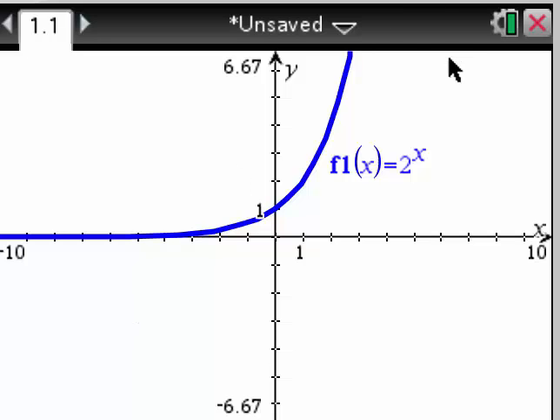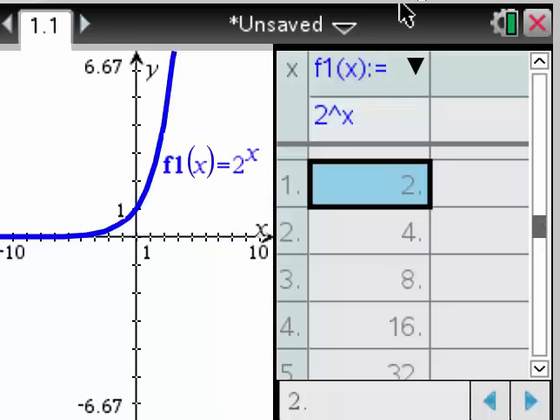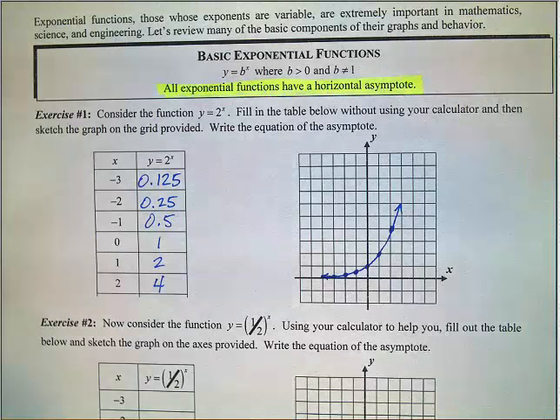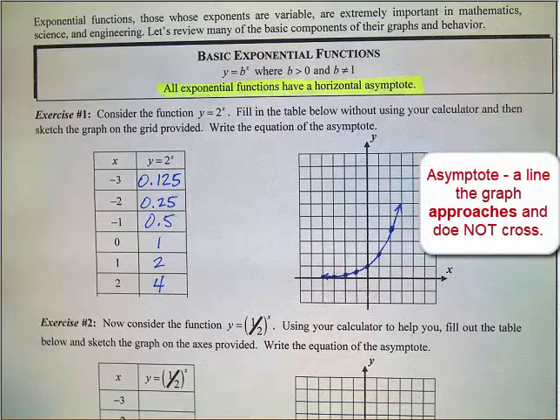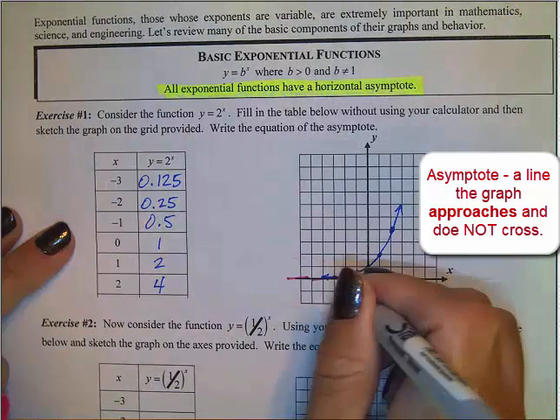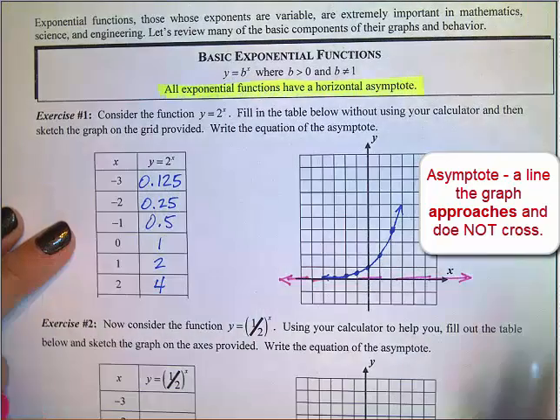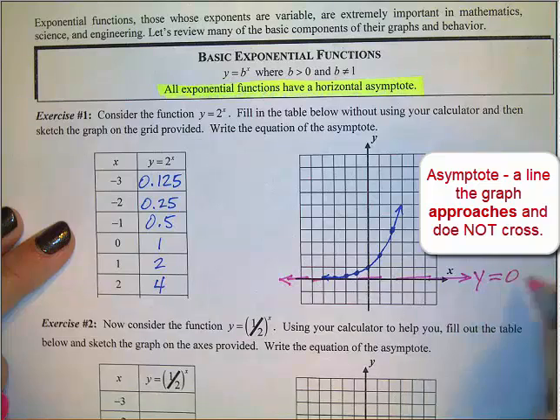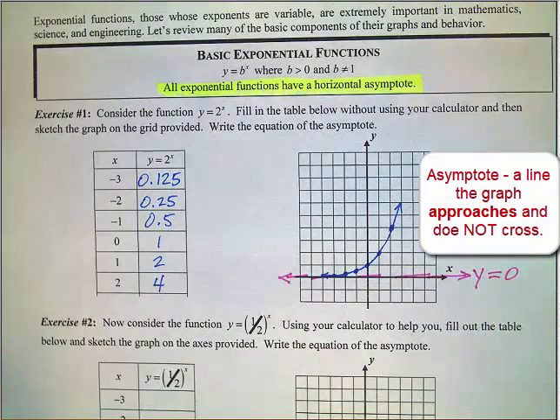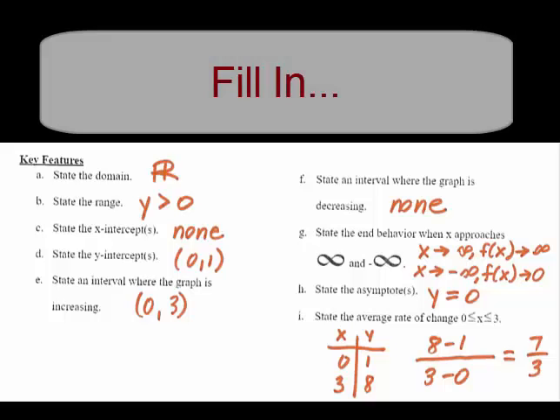So let's fill in our table and graph. So this is what you should have, your table filled in and your graph. So your horizontal asymptote is the x-axis, and notice I made it dotted, and your equation is y equals 0, and that is your asymptote. That is the line the graph approaches and does not cross.